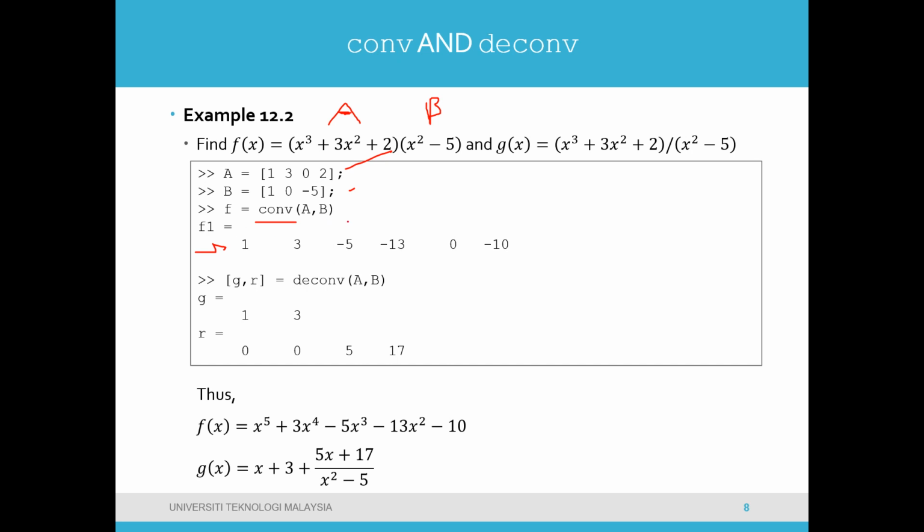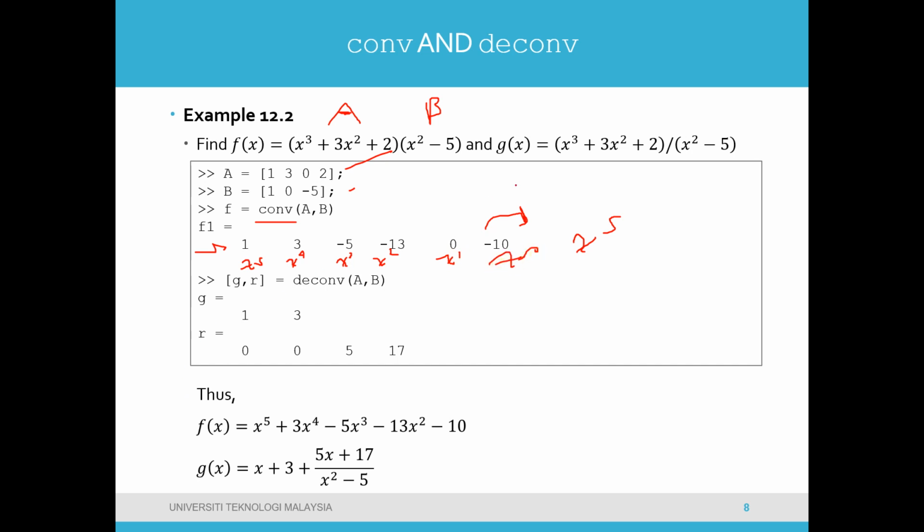You can see here you get the answer, and of course you have to convert this back into an equation. So 1, 2, 3, 4, 5, 6. Six numbers means that x to the power of 5 is the highest, because it should be 6 minus 1. So this is x to the power of 5, this is x to the power of 4, x to the power of 3, x to the power of 2, x to the power of 1, and x to the power of 0.